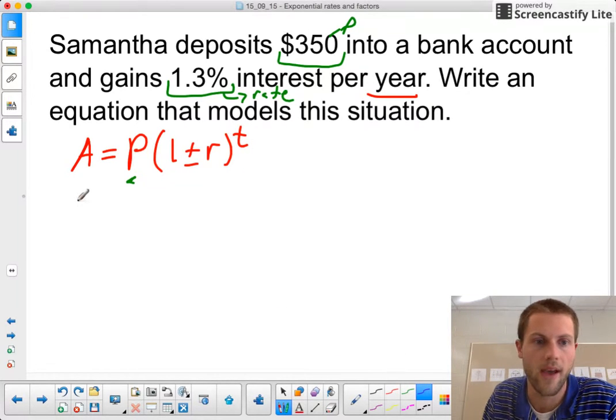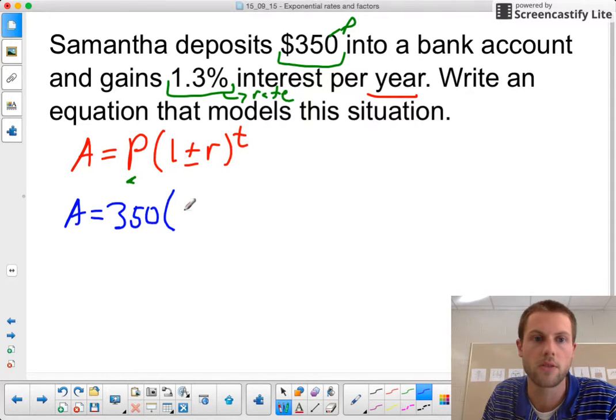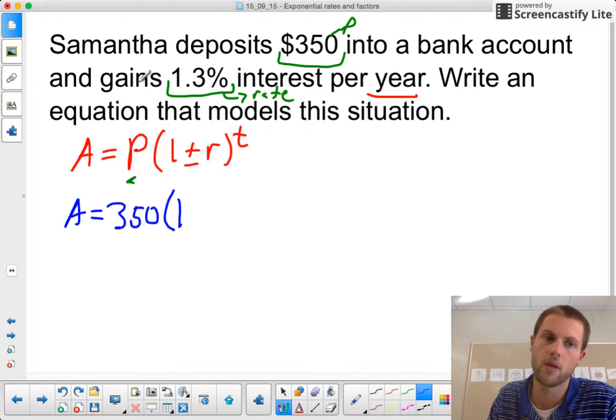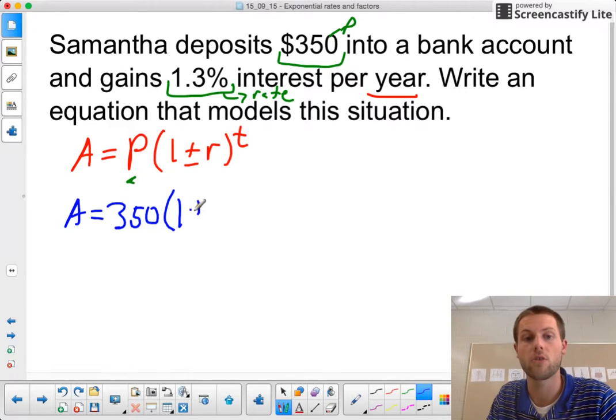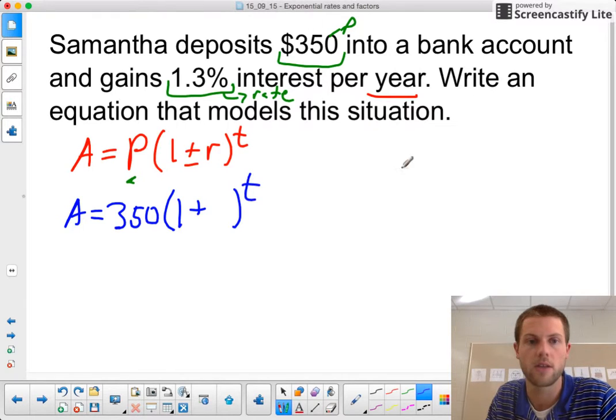So I have A is going to equal my initial deposit of $350 times 1. Now, we have to ask, are we going to be adding our rate or subtracting our rate? Well, this is a gain of 1.3%, so I'm going to be increasing my rate, and I'm going to raise all that to the t power.